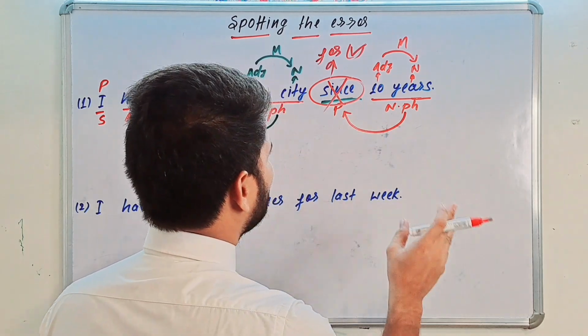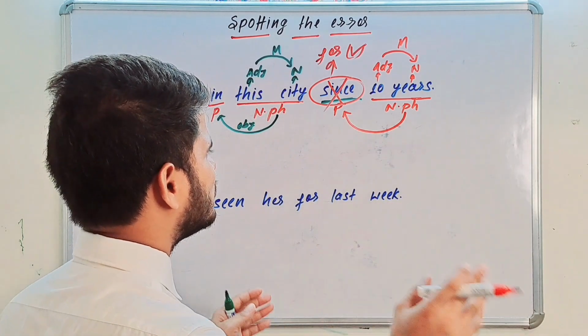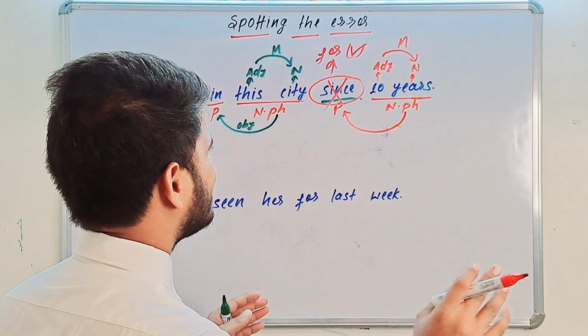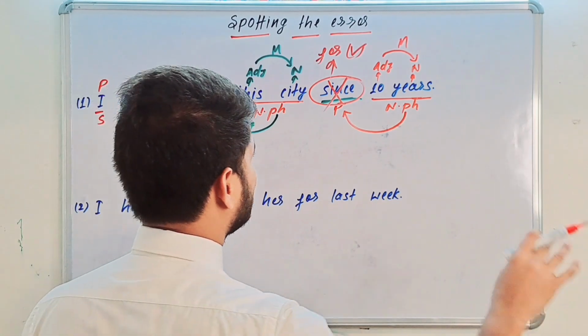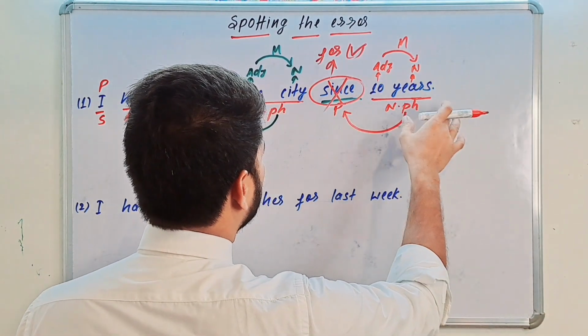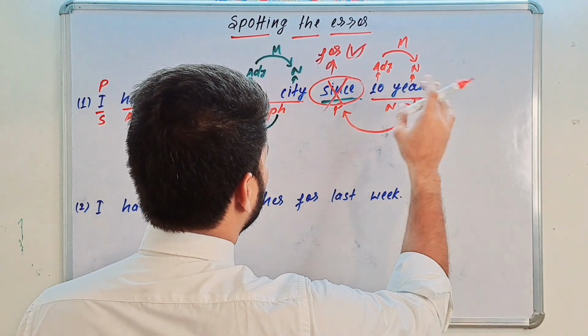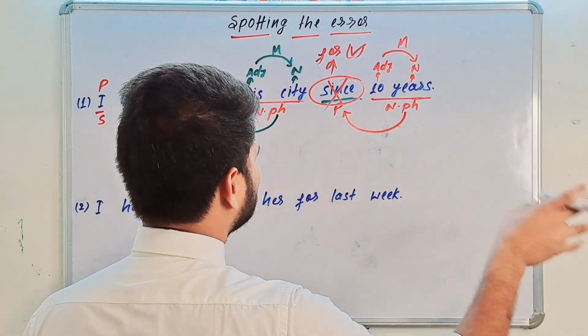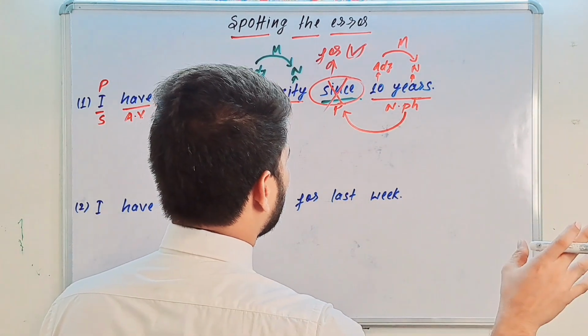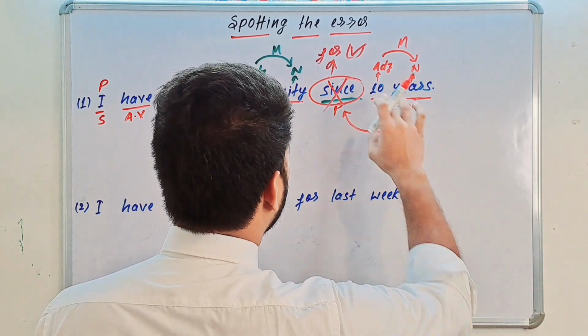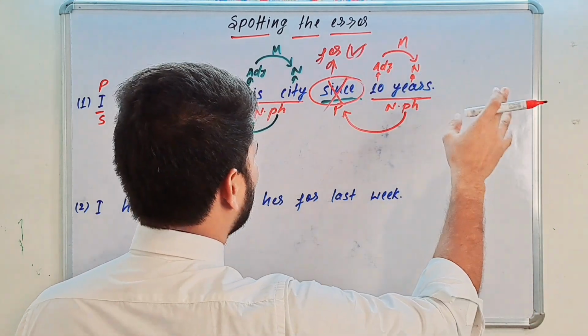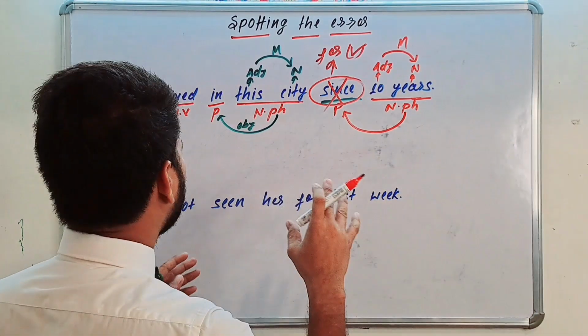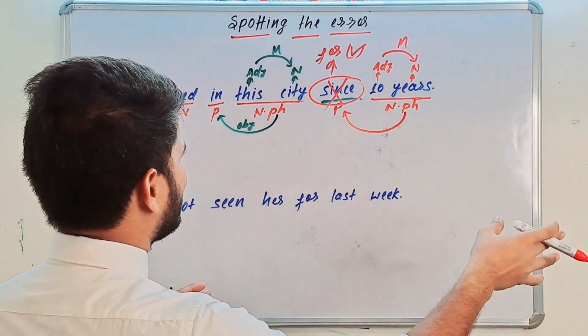The preposition since is only used to denote a starting point of time, not a period. Use for to denote a period of time, like 10 years, 5 days, 6 months, etc. So that's why for is the right use here: I have lived in this city for 10 years.